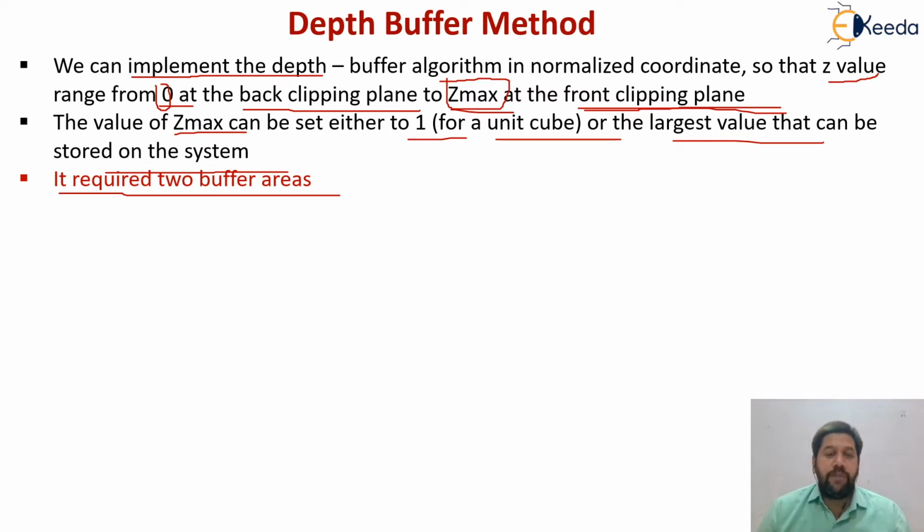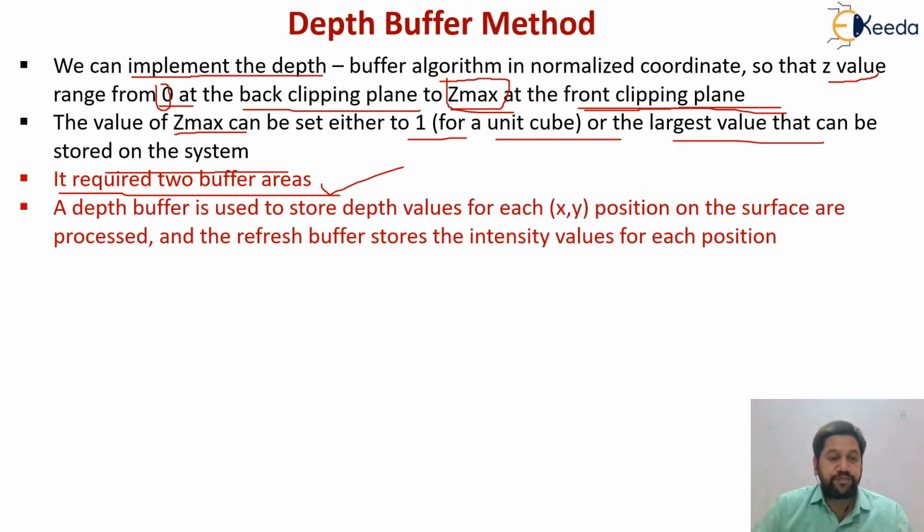Okay, so a normal frame buffer is required, along with one more buffer which I call the Z buffer, or the depth buffer, which stores the polygon having the maximum Z value. It is going to store the pixel XY of the polygon or the object whose Z value is maximum. Okay, so that's why two buffer areas are required.